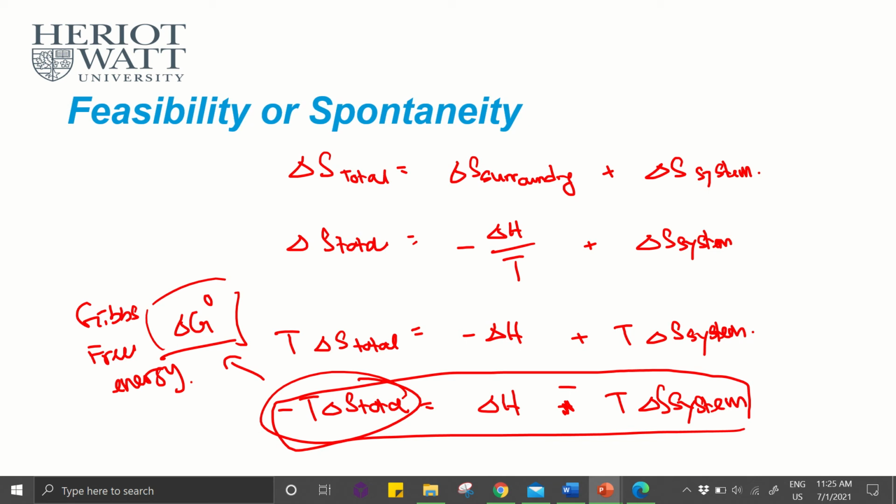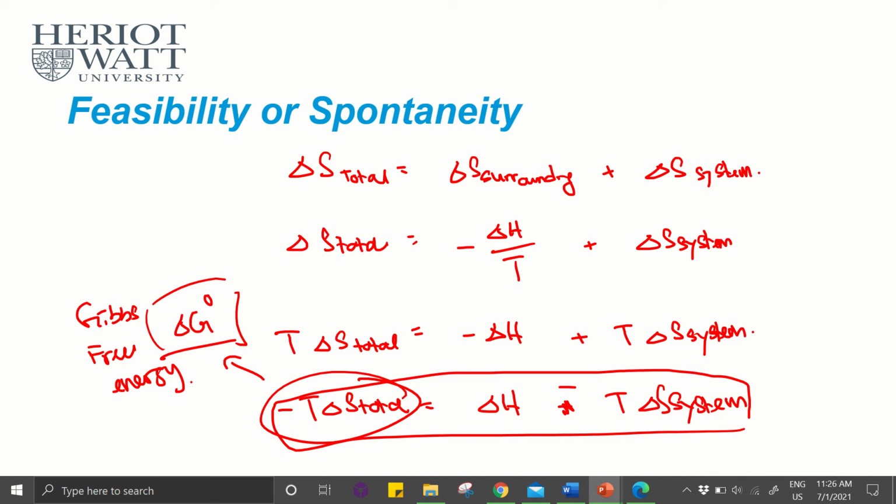Let me revise a bit. When total entropy change is a positive value, it means that the reaction is feasible or spontaneous. When total entropy change is a negative value, then the reaction is non-spontaneous or not feasible. All right. Now I'm changing it into Gibbs free energy terms because for the whole reaction, whether it's feasible or not, we should actually look at the temperature range. Like I mentioned in the first video, certain reactions are not feasible.